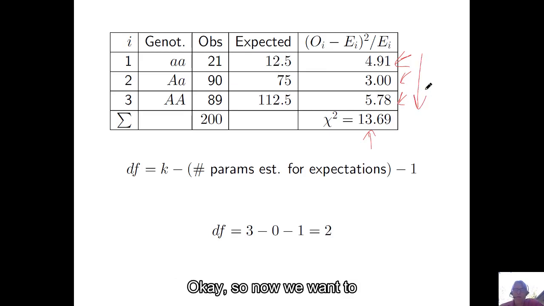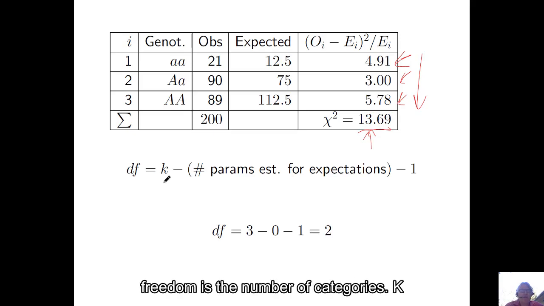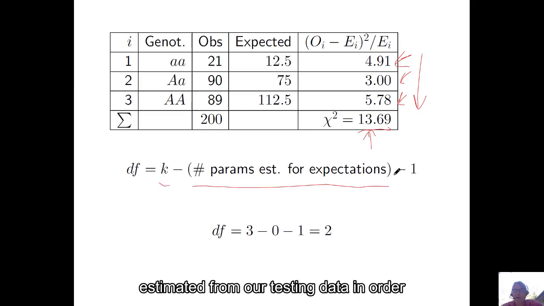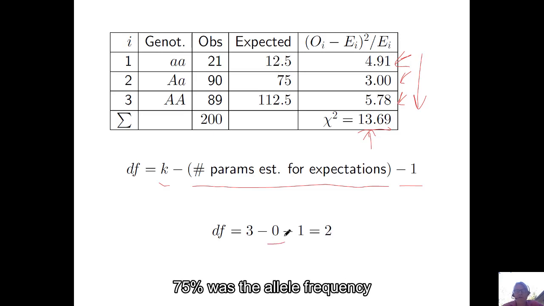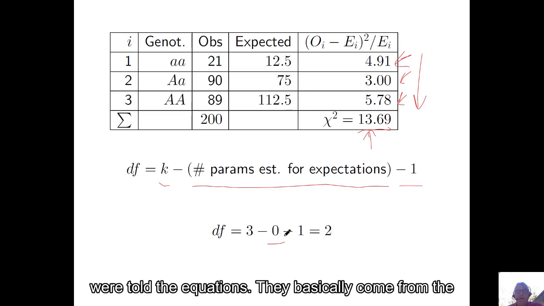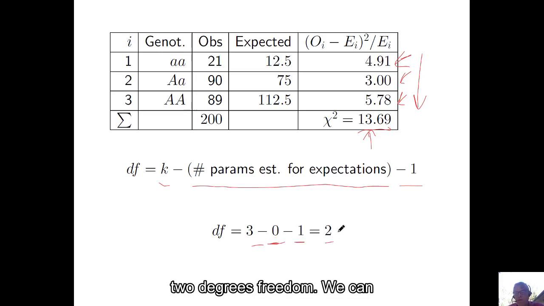Okay, so now we want to compare this to the null distribution for the chi-square test. We need to know the degrees of freedom. And remember, the degrees of freedom is the number of categories, k, minus the number of parameters we estimated from our testing data in order to calculate the expectations, minus 1. So we didn't estimate anything. We were told 75% was the allele frequency, and that's what we used in Hardy-Weinberg. We were told the equations, they basically come from the binomial, this Hardy-Weinberg assumption. So 3 minus 0 parameters estimated minus 1 more parameter gives us 2 degrees of freedom.